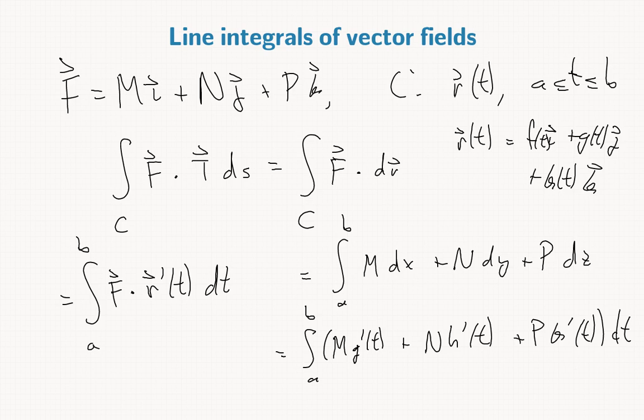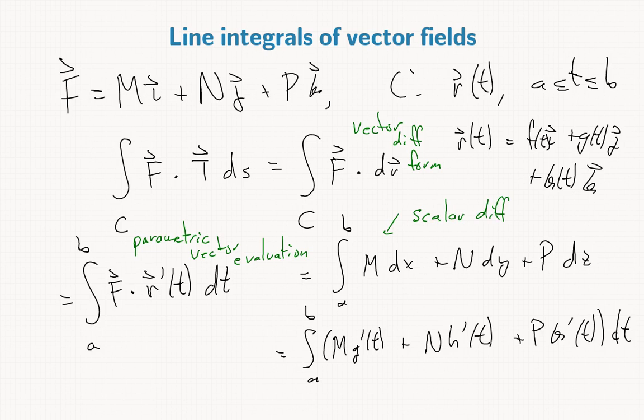So maybe some names for these different forms. So this is a vector differential form. This is parametric vector evaluation. This one is a scalar differential form. And this last one is a parametric scalar.